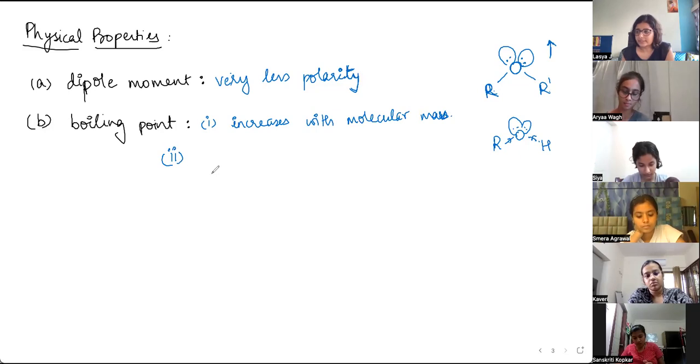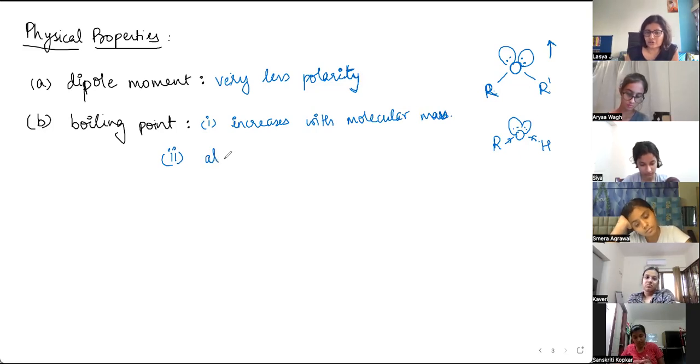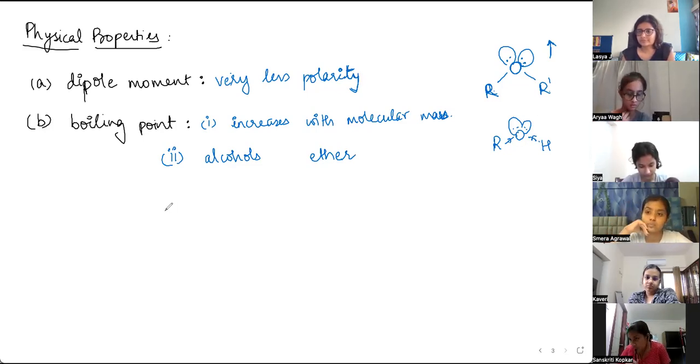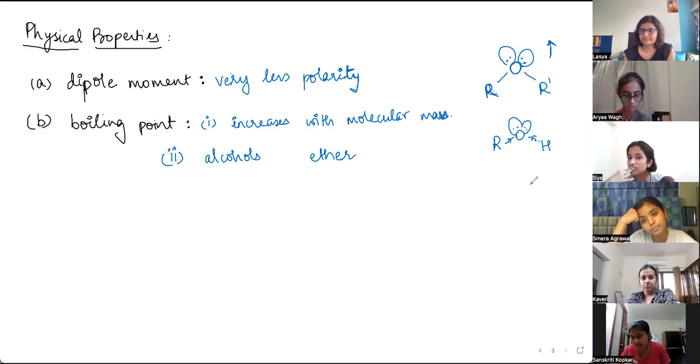Okay. Next, boiling point compared to alcohols. So will the boiling point of ethers be greater or lesser? Very related to what we discussed right now. Lesser.